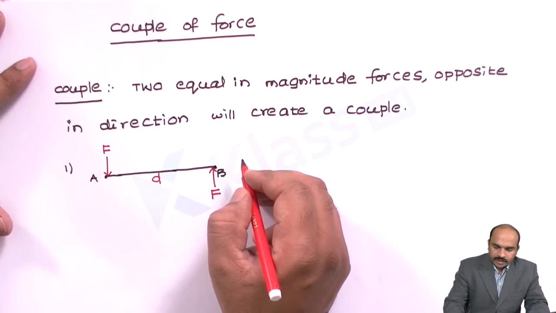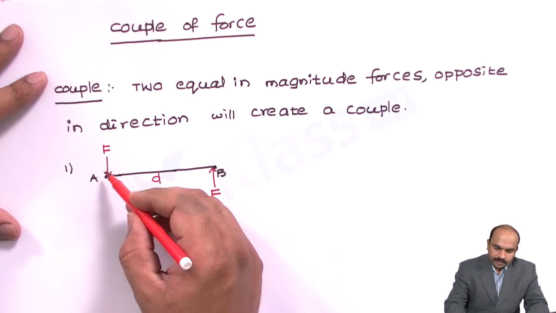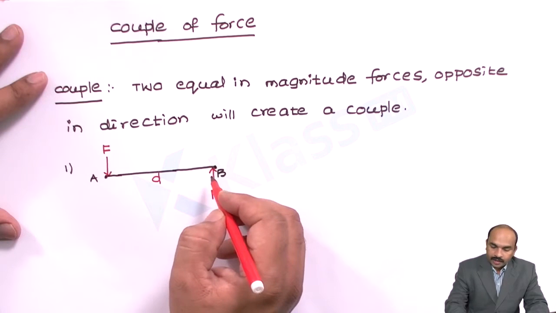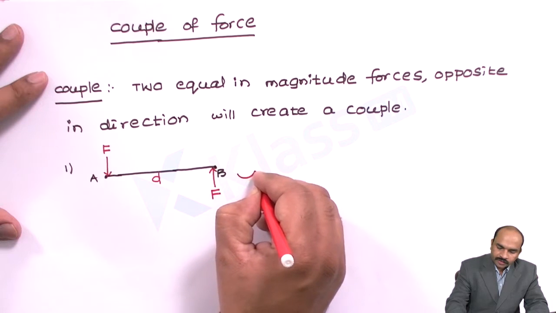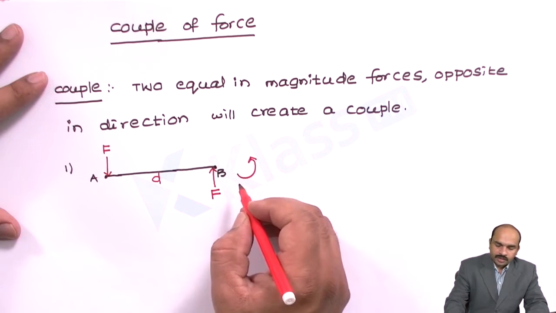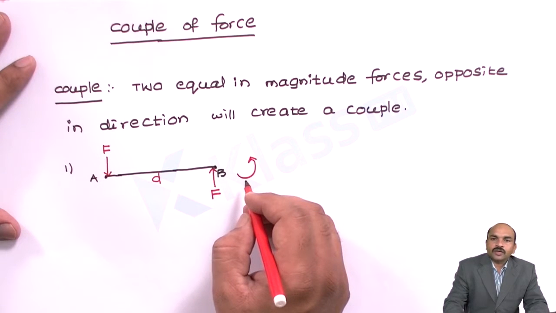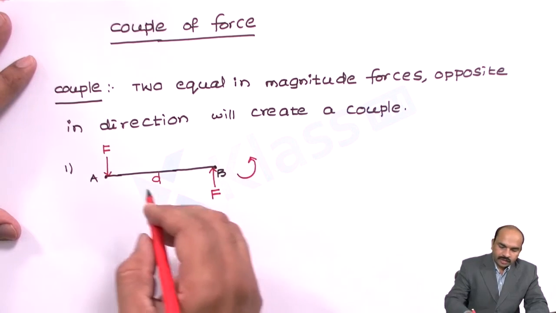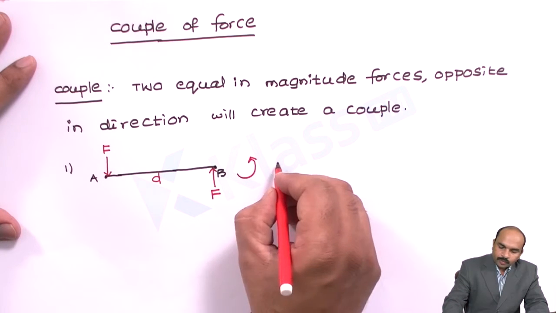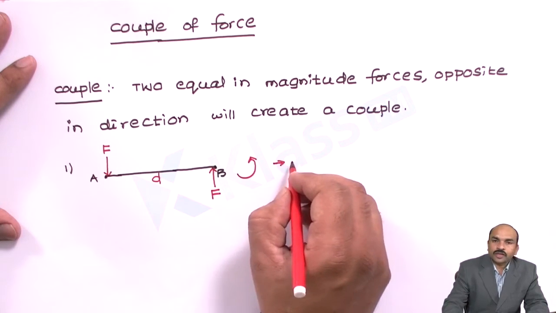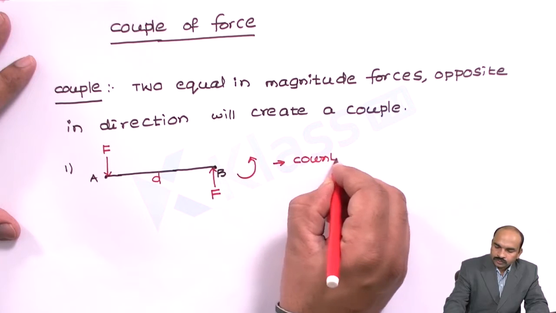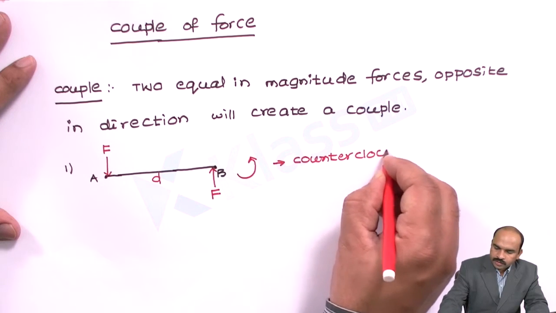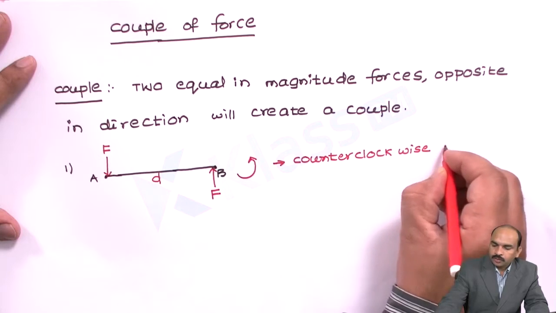So what type of couple will it create? See, at end A this beam will move downward and at B it will move upward, which means this body will move like this. It will create an anti-clockwise couple. So you can see in the diagram, this couple is known as a counterclockwise or anti-clockwise couple.